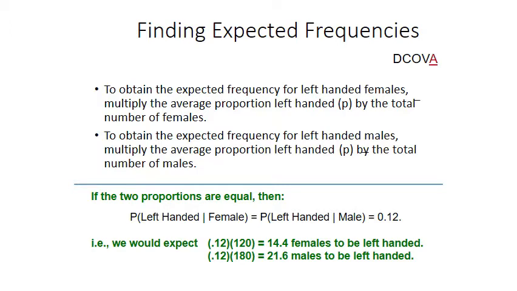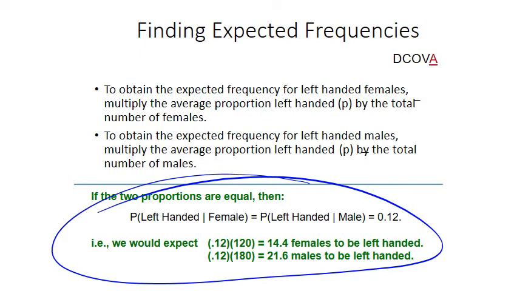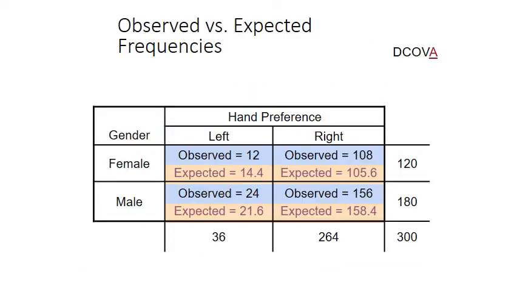Now, how to calculate expected frequency? This is the general formula for expected frequency, but I would prefer to explain it through the contingency table. Like you can see here, if I want to calculate the expected frequency for this cell, this is the given observed frequency. Now I want to calculate the expected frequency for this cell.